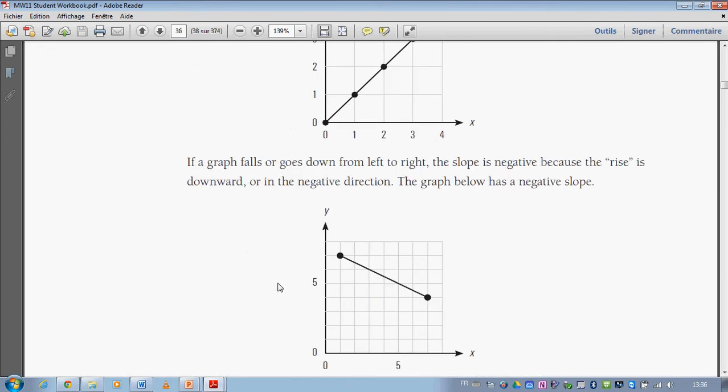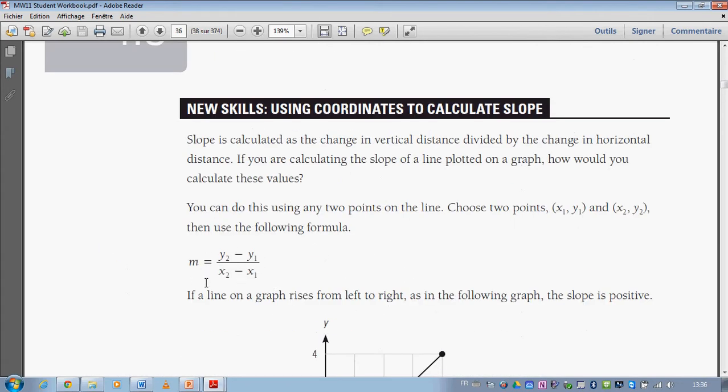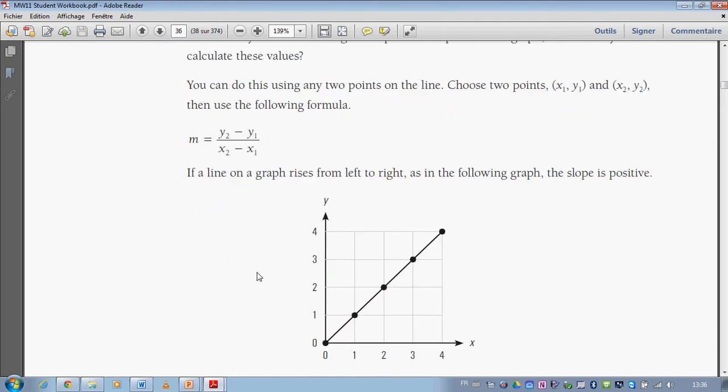You'd probably want to use this just for practice. So m equals y2 minus y1 over x2 minus x1. And again, a reminder that x1, y1 would be the x-coordinate and the y-coordinate of your first point. So here it's 0, 0, for example. And then x2 and y2 would be the x-coordinate and the y-coordinate of your second point. And if I was to choose this one, that'd be 4 and 4. So this would be 4, 4.